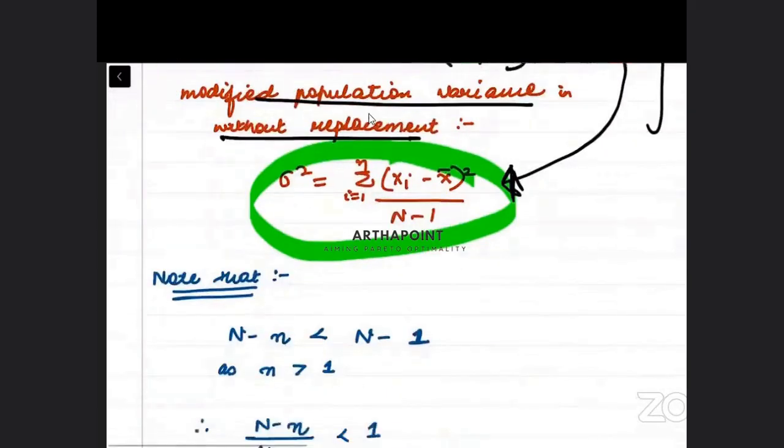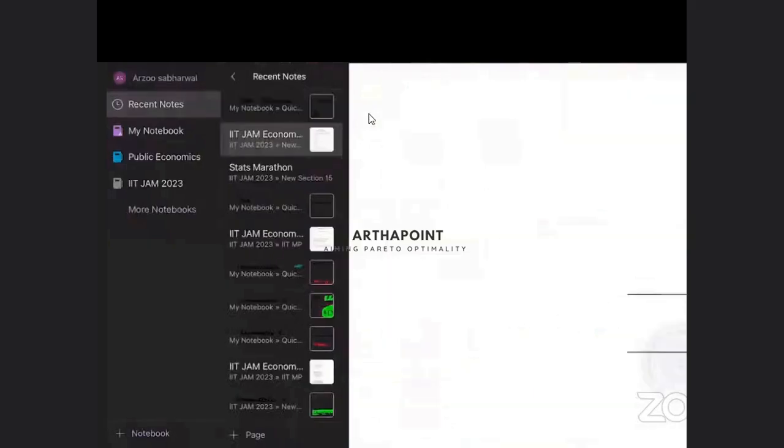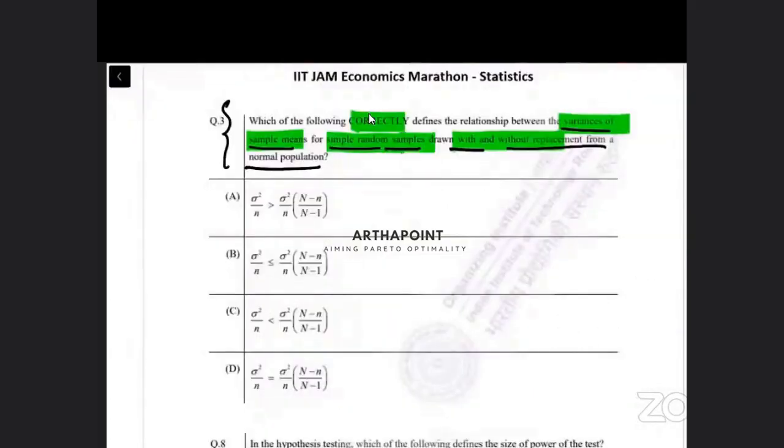Okay. Now let's go back to the question after all this information. So we know that we have got two parts to it. The first part says that we understand that we have the variance of the sample mean with replacement, and that is given by sigma square by n.